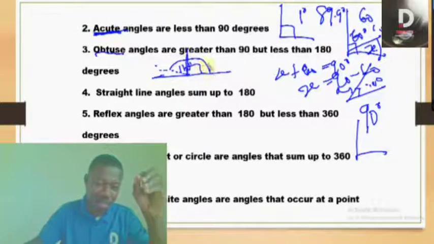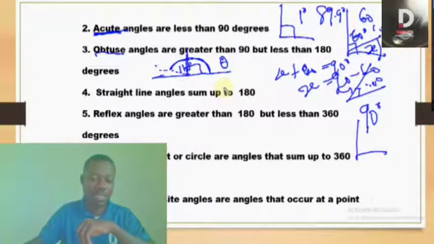Can you see? It has gone beyond the 90 up to here. But it's less than 180. So this statement can be written using the angle we are referring to. Angles are usually represented by theta. So the angle is greater than 90 degrees, but it's less than 180.